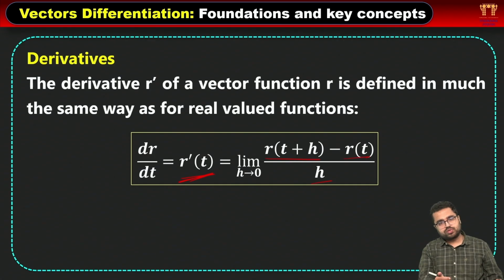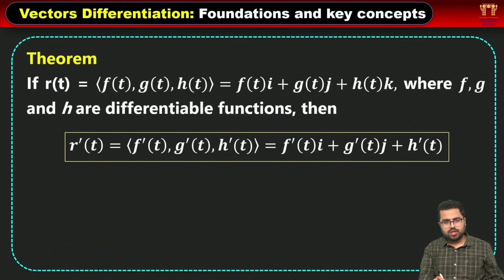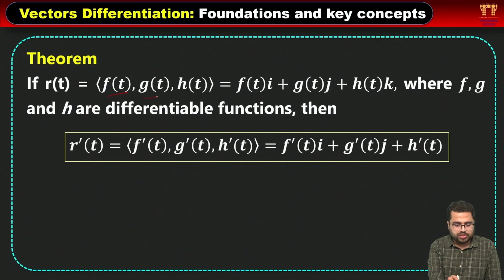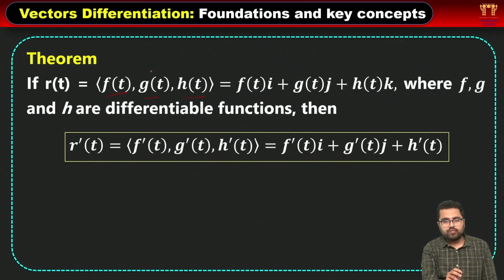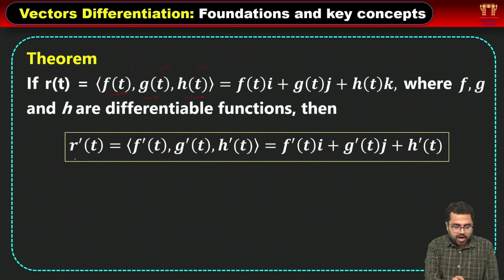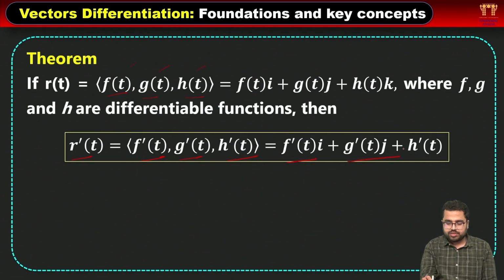So component wise also you can differentiate it. Basically, if r of t is f of t, g of t, h of t, these are three components of vector valued functions. These are real valued functions f t, g t and h of t. So r dash t is nothing but f dash t, g dash t and h dash t. This can be written as f dash t i plus g dash t j plus h dash t k. Here k is there.